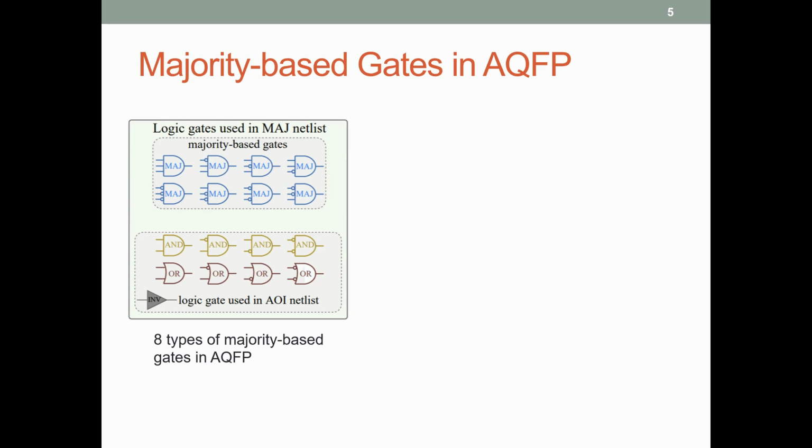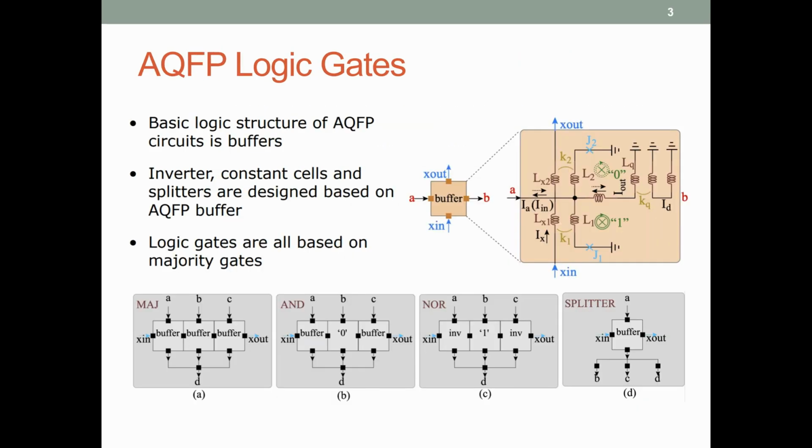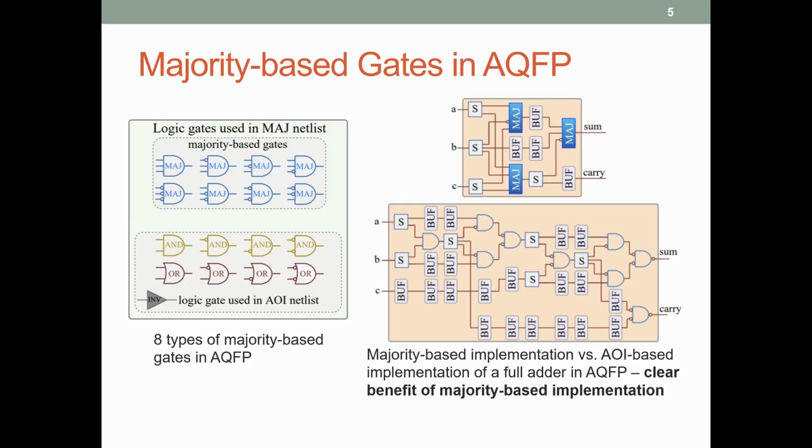The majority-based gates, including the 8 types of majority-based gates, such as majority, minority, and where we are flexible to add inversions, are very efficient to implement in AQFP. Actually, in AQFP, all the other logic gates like AND gates, NOR gates, or OR gates are based on the majority-based gates. We can see some examples of the majority-based implementation versus the AND-OR-inversion (AOI) based implementation of a full adder. This shows an example.